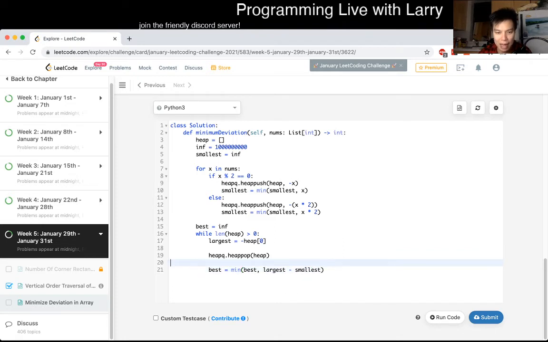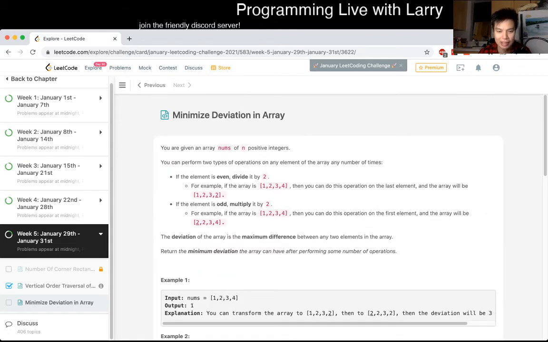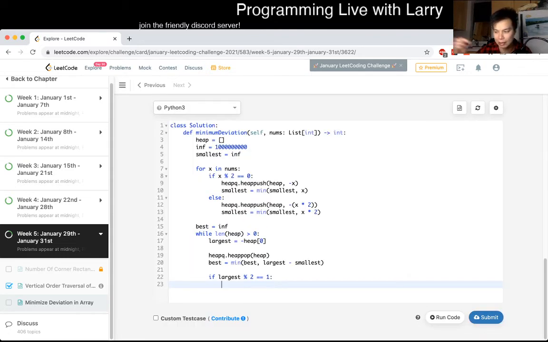And now, if largest is an odd number, we actually end up having to break, right? Because we cannot divide it by 2. Yeah, you cannot divide by 2. So that means the next number is going to be smaller than the largest anyway. So you can't divide it.